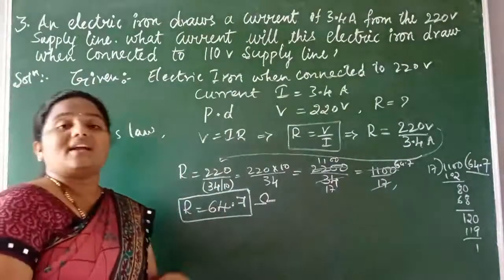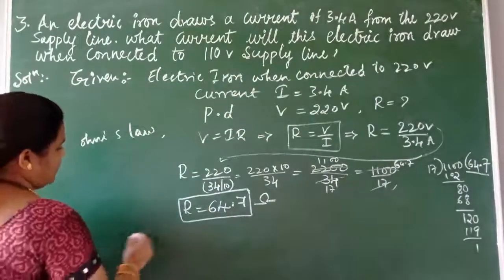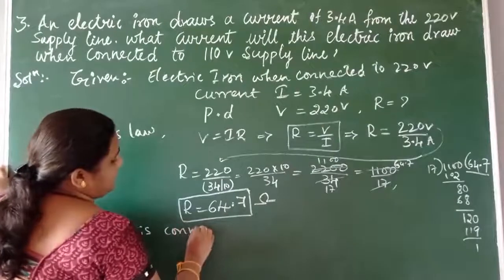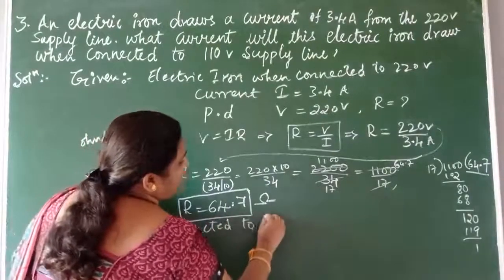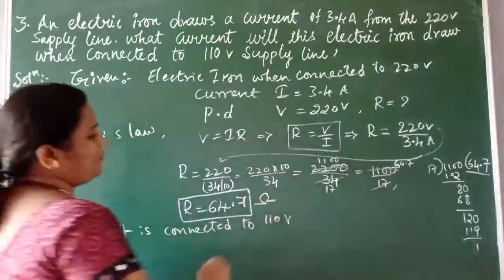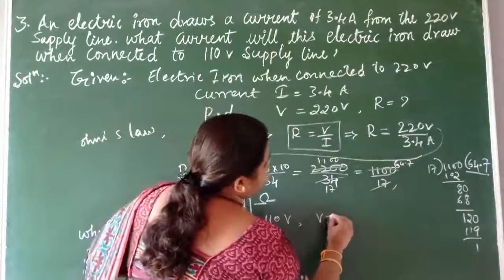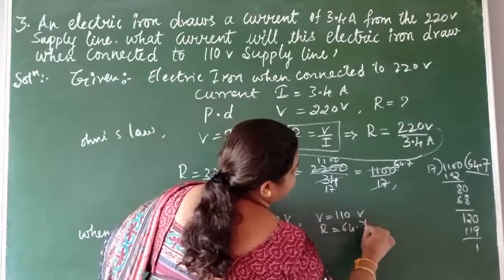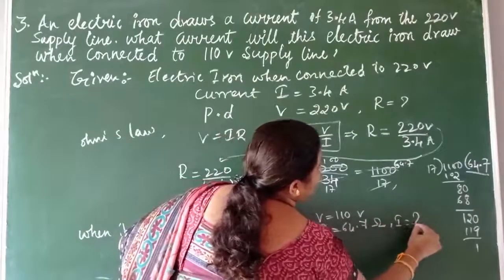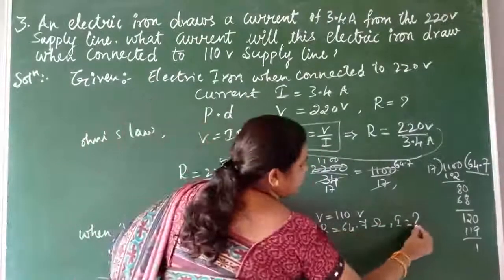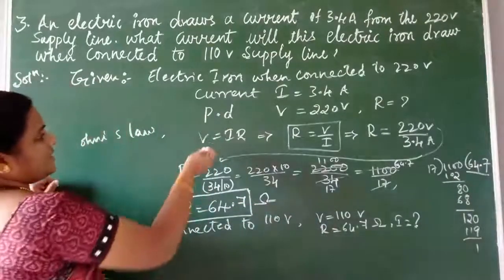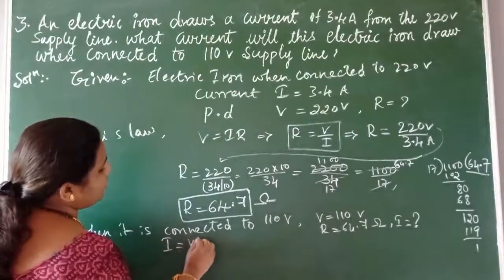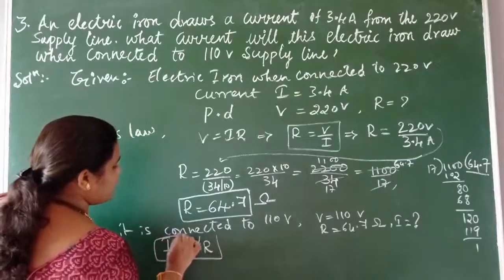Then we will get what? The current value. That is, when it is connected to 110 volts supply, then what is that? V becomes 110 volts. R is equal to 64.7 ohms and I is equal to how much is our question, isn't it, children? So again use the same formula, but in terms of current you have to take, that is I is equal to V by R formula you have to use, children, isn't it?